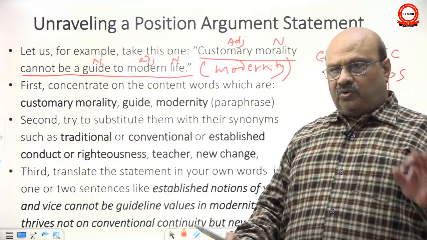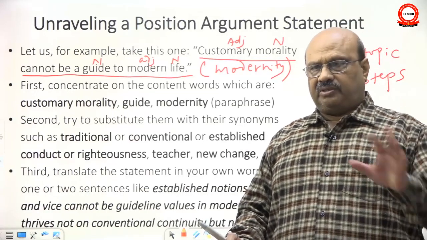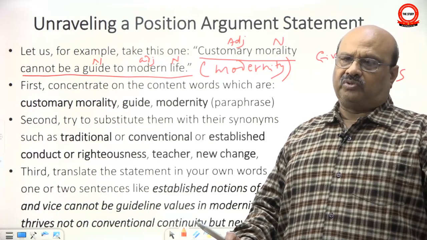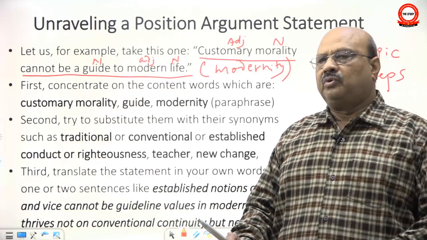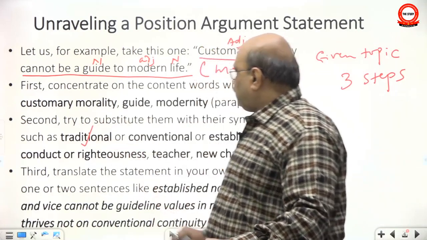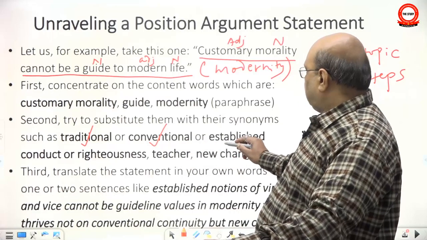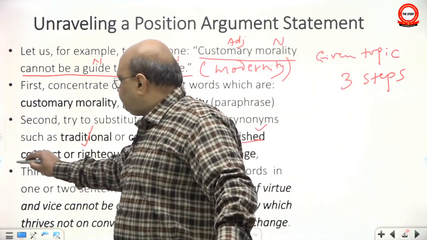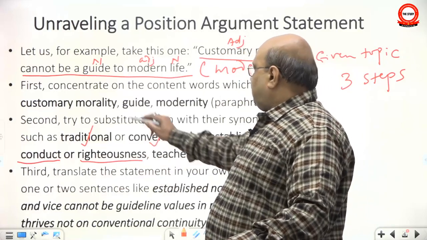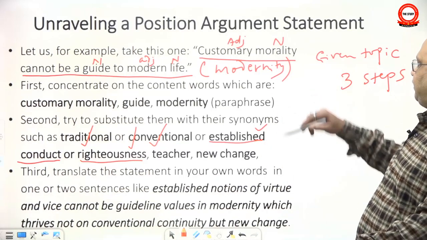So once you have zeroed in on the content words, then you substitute those words with synonyms. This is the technique I had taught you in the previous topic also. The same technique you bring into play. So customary here has been substituted with traditional or conventional. You can substitute that word with traditional or conventional or established conduct or even righteousness.